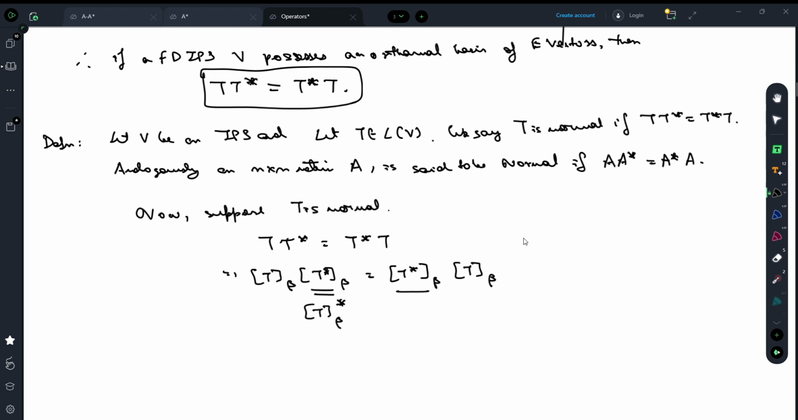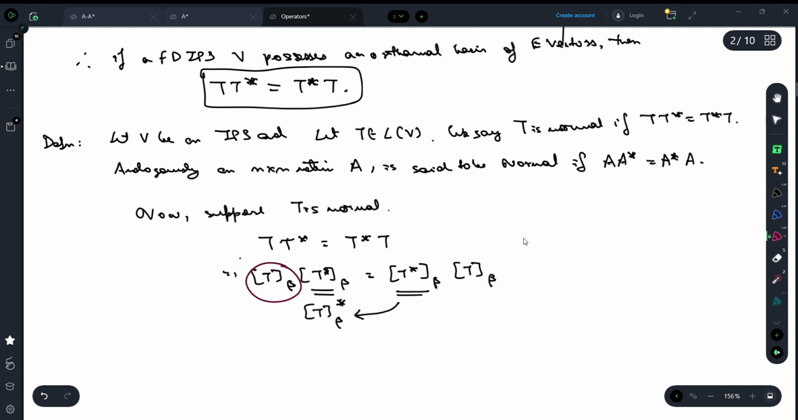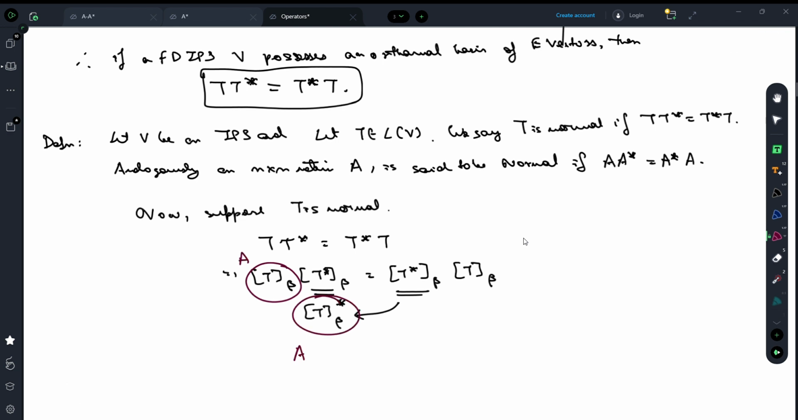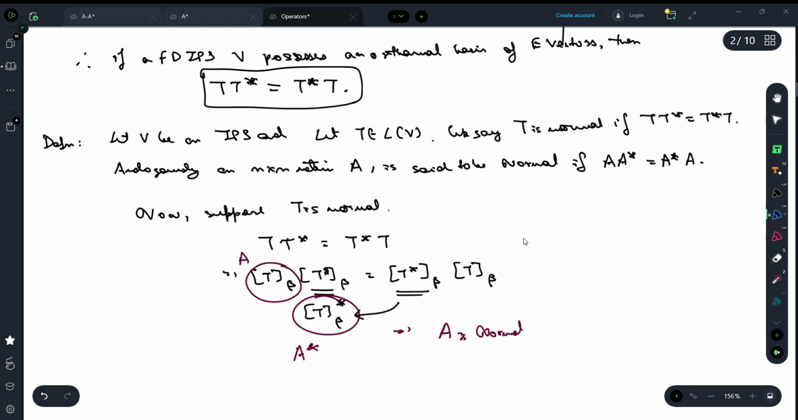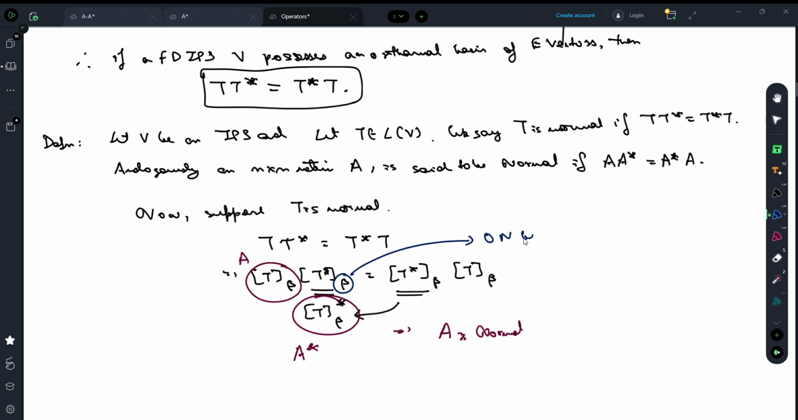But then I can write this as the matrix of T with respect to beta and the conjugate transpose of the matrix of T with respect to beta. Suppose I consider this to be A, then this is A star. So this typically means that A is normal as well. Therefore, talking about a linear operator to be normal is equivalent to saying that the matrix which corresponds to that linear operator in terms of some orthonormal basis is also normal. Here we assume beta to be an orthonormal basis. Clear? Okay.